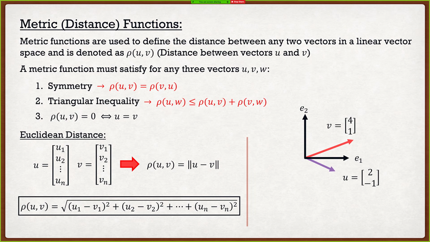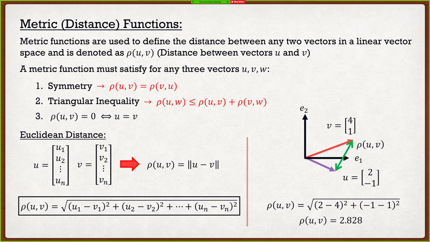Let's look at a little example here. I have two vectors in 2D. My first one, v, is (4, 1). My second one, u, is (2, negative 1). I can say the distance between these two vectors is the square root of (2 minus 4) squared plus (negative 1 minus 1) squared, and I get that the distance is 2.828. What exactly does this mean in terms of the picture? Well, this is the distance between the two tips of those vectors. So again, not something particularly crazy to comprehend, but it's going to be very useful moving forward.